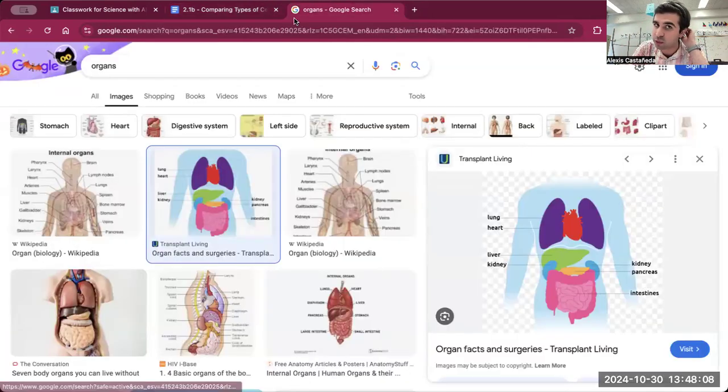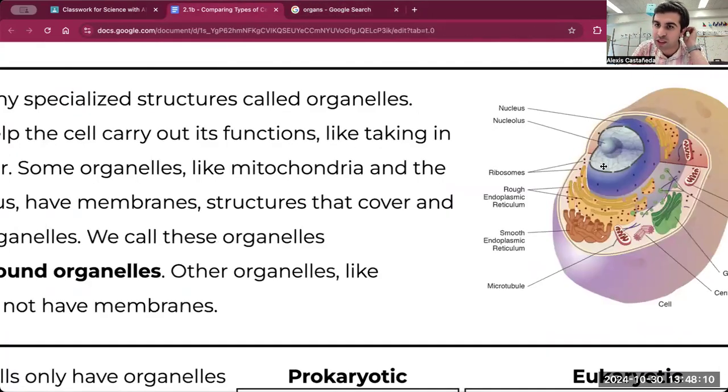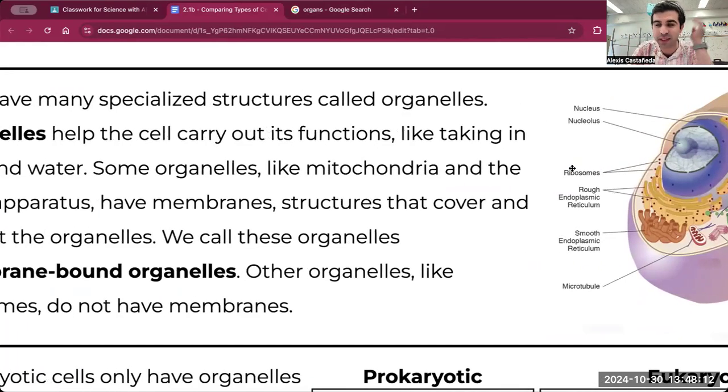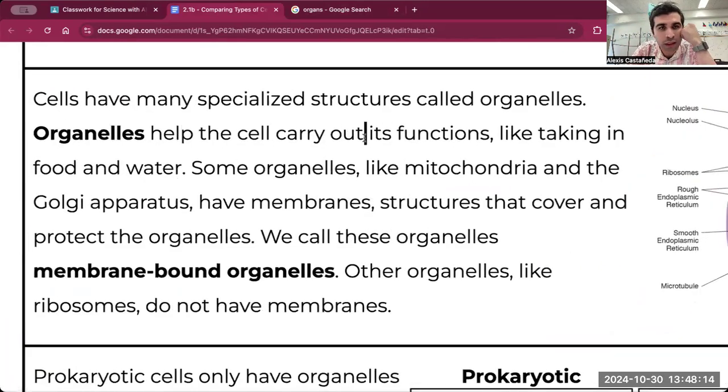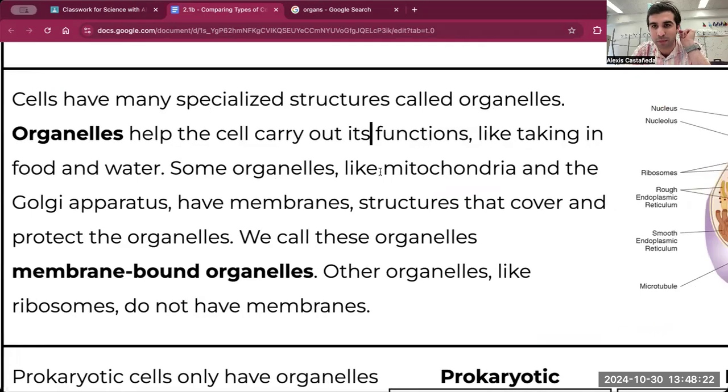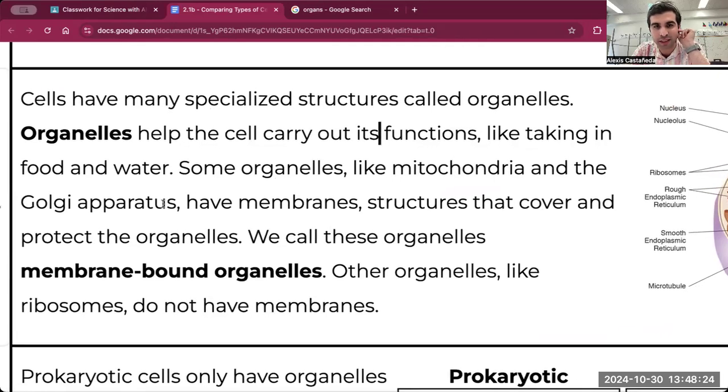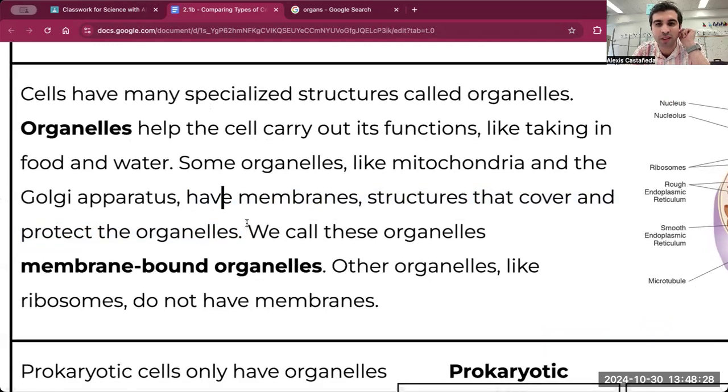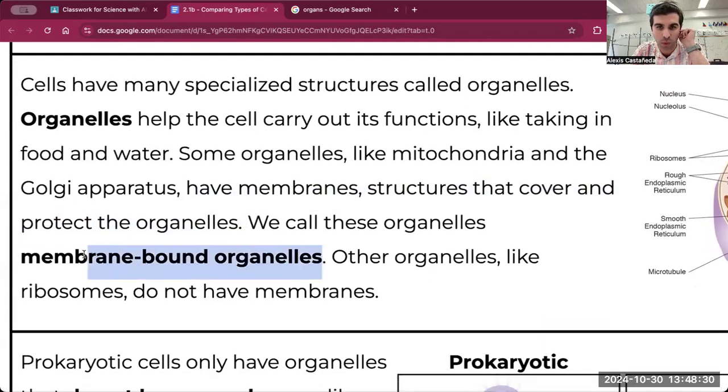Each organ has a different role. Each organelle also has a different role within a cell. And again, cells are very, very small. It says cells have many specialized structures called organelles. Organelles help carry out its functions like taking in food and water. Some organelles, like mitochondria and the Golgi apparatus, have membranes, structures that cover and protect the organelles. We call these membrane-bound organelles. Other organelles, like ribosomes, do not have membranes.